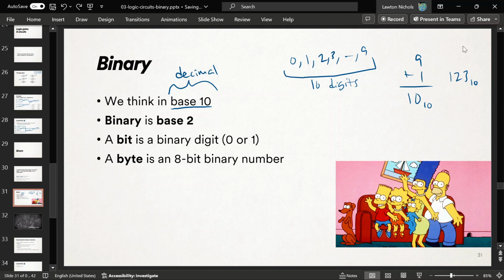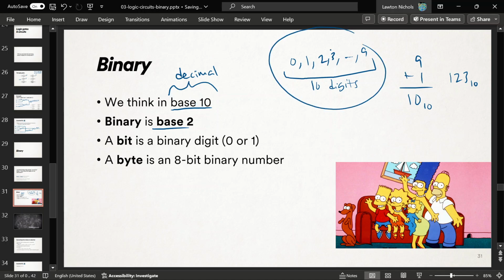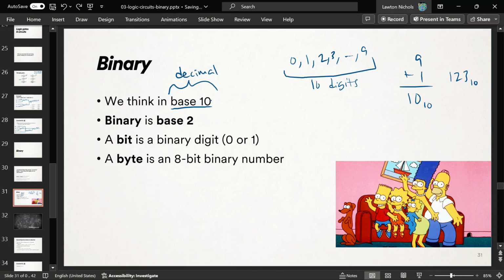And we think that we chose the decimal number system because we as humans have 10 fingers. So we think in base 10, probably because of that. Maybe if you lived in the Simpsons world, you'd be thinking in base 8. But binary is a different number system. It's base 2, and that implies you only have 2 digits to work with. And we know what those are: your 0 and your 1. So binary is a number system where you only have 0 and 1 to work with.